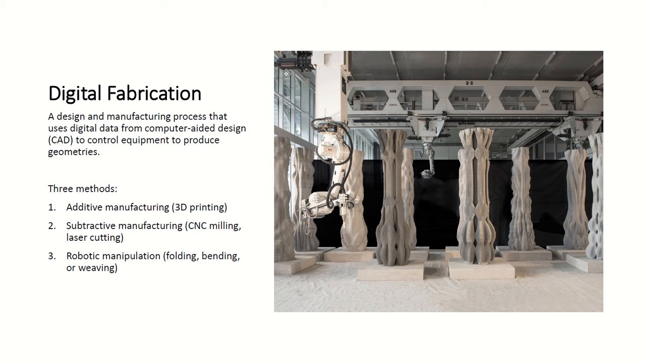There are three methods to digital fabrication, the first being additive manufacturing, which encompasses 3D printing and any additive process of manufacturing. The second is subtractive manufacturing, which is CNC milling, laser cutting, anything that takes away. And then the third is robotic manipulation, which is using robots and AI to perform different tasks, repetitive tasks specifically, like folding, bending, and weaving.